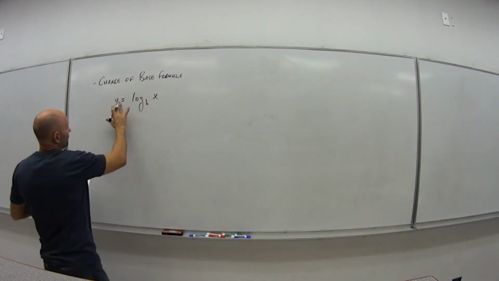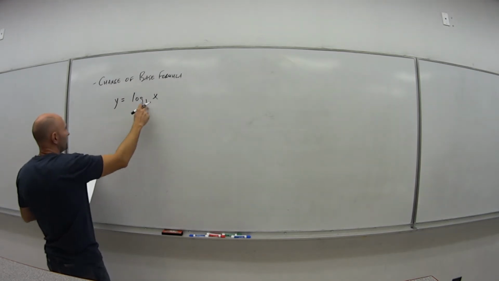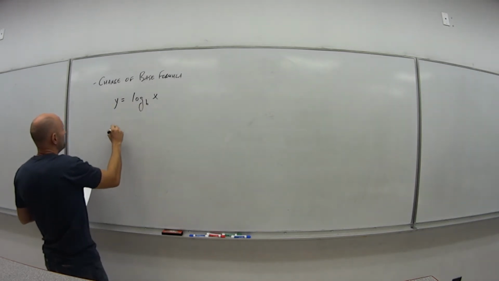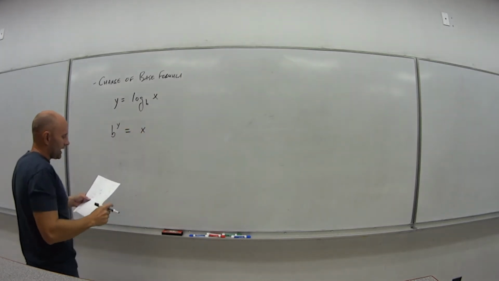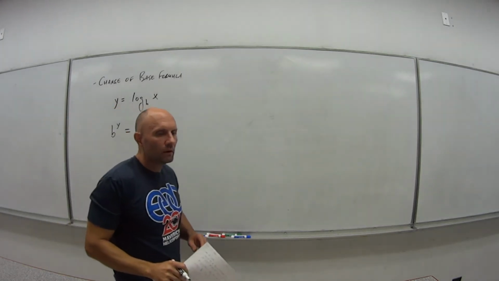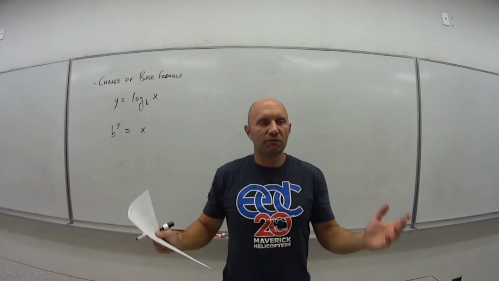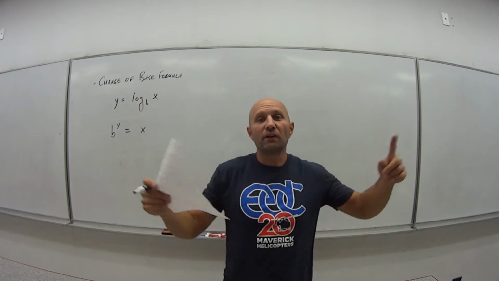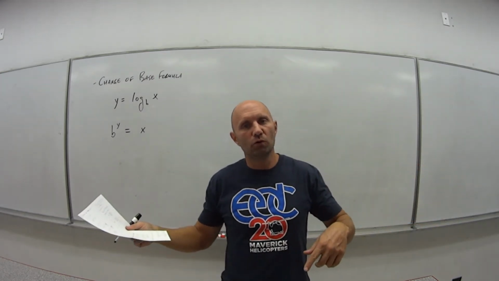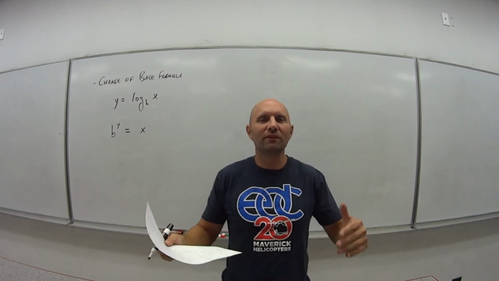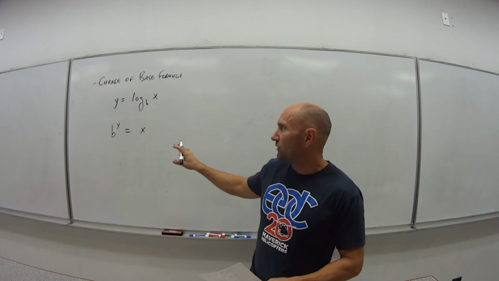So this thing, if we think back to our Holy Grail, really means what? This means, if I bring this over, that b to the y power is equal to x. Just as if I have some other equation, if I square both sides, it ends up the same. If I take the square root of both sides, as long as I'm doing the same function to both sides, it's okay. So that's what I'm going to do now.